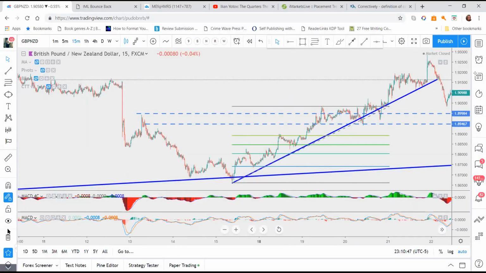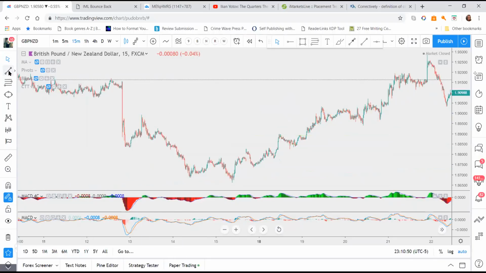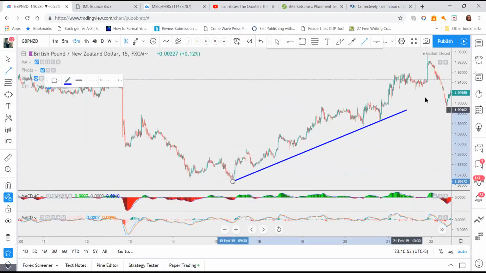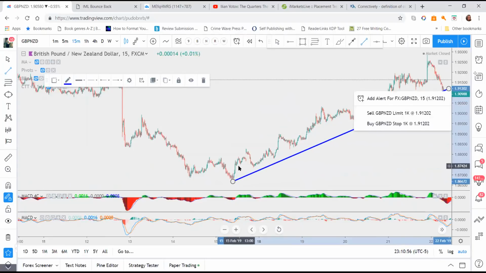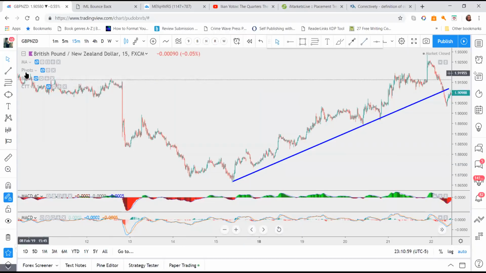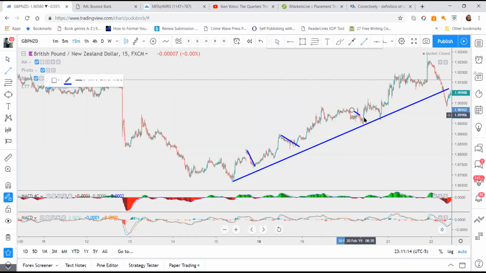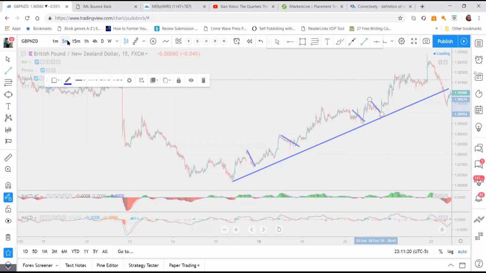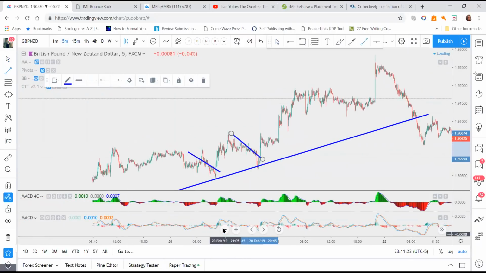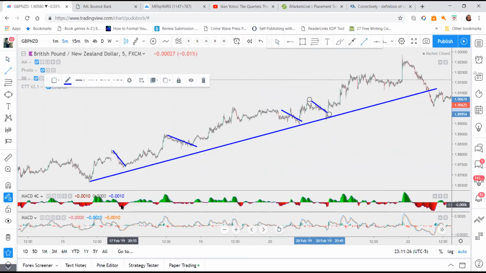Let me just take everything off. What about that? So if you draw a trend line from the bottom to the top, you just have all these impulses. And if you look at your MACD, every time you have a correction, you have a MACD pullback. And each time it bounces off your trend line, you can use that for entry. You can even go to a lower time frame and get even more entries.